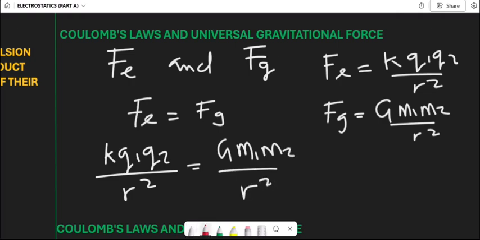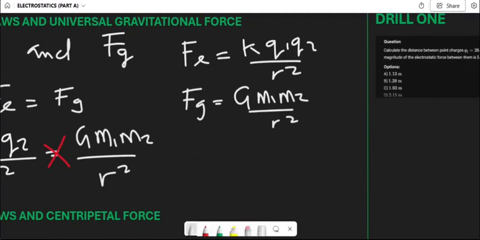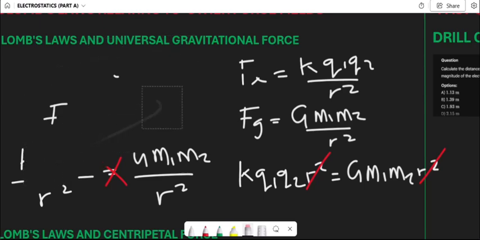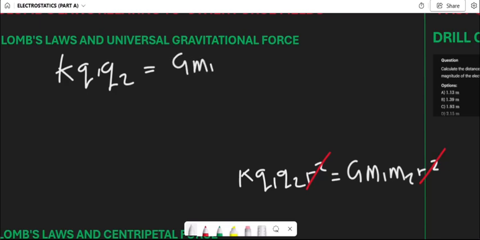So in this case, when we try to cross multiply, there's something that is going to happen. We're going to have K Q1 Q2 then R squared equals G M1 M2 then R squared. You'll notice that R squared is common on both sides, so the R squared can cancel out. When they cancel out, we are left with just K Q1 Q2 equals G M1 M2.